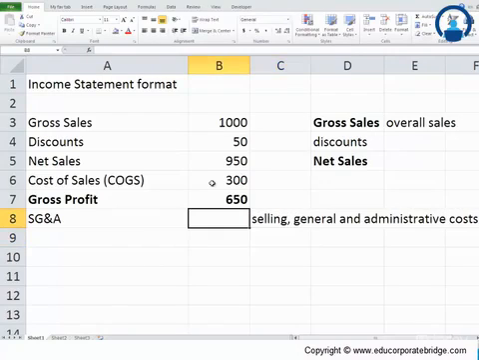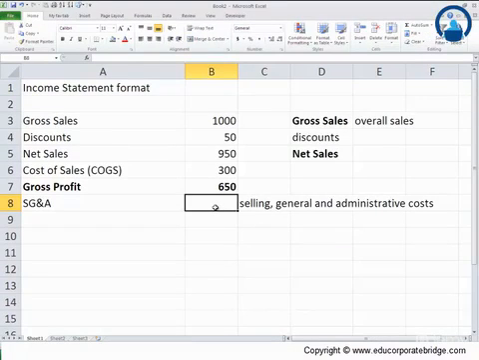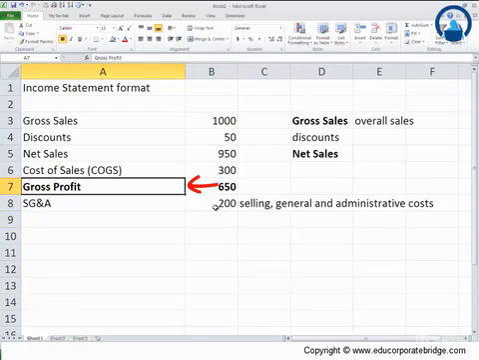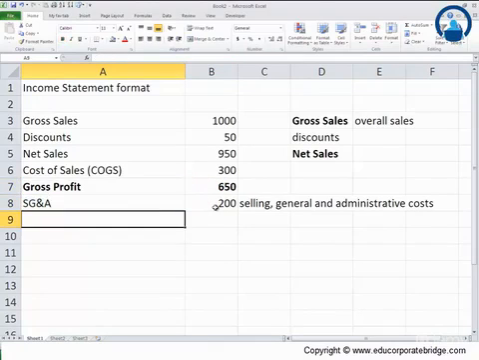So what is selling, general and administrative costs? Selling, general and administrative costs are expenses which are closely related to the sales of the company but are not being included in the cost of sales. So these can be related to payrolls or general advertisement expenses or administrative expenses as such. Let us assume here that selling, general and administrative expenses is 200, and the difference between the gross profit and SG&A expense is EBITDA in this case.